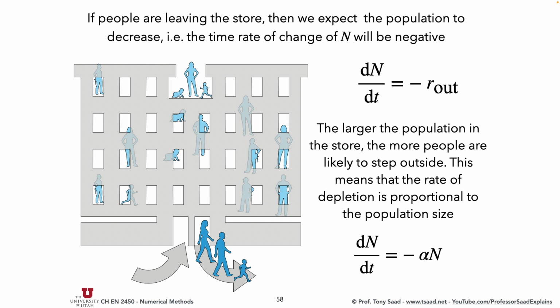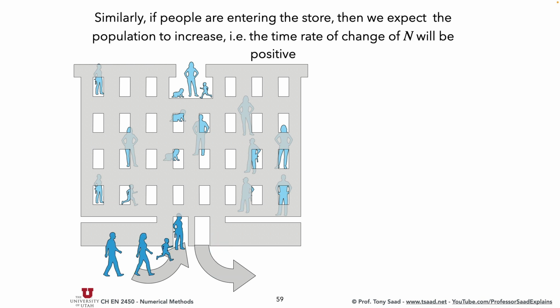The population is decreasing. Now let's take the other side, the other door. When people are entering the store, then we expect the population inside the store to increase. So you expect dN/dt to be positive, and we write this as dN/dt equals R in. It's a simple balance. That's what initial value problems are. When you hit kinetics next year, this is exactly it. One reaction going to another is going to balance. I'm increasing the concentration of this reactant, and I'm decreasing that one.